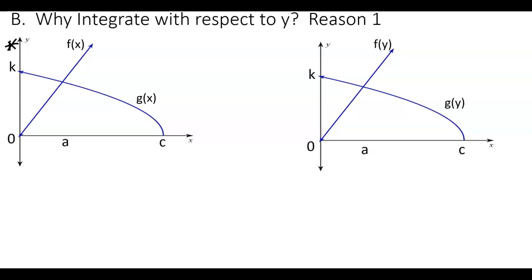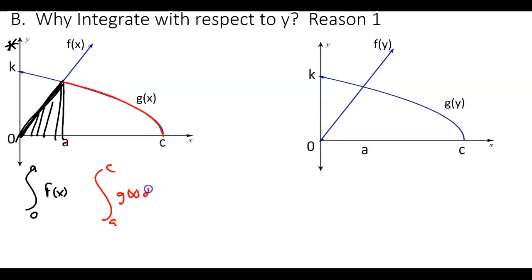But to find this area, you actually have to break it up into two integrals if you want to do it with respect to x. First of all, you'd have to go from 0 to a using this function first, which is the f function. So that would give you the area under the f function. And then you would have to go from a to c for the other function, which is g. And after that, you just add these two things together, and you've got the total area.